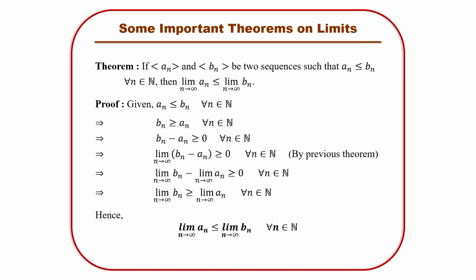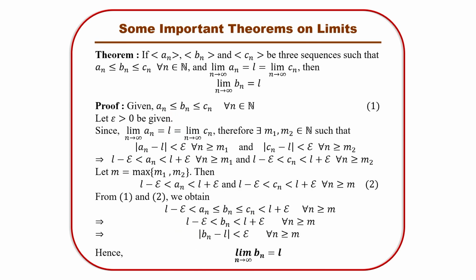The second theorem: an and bn are two sequences such that an is less than or equal to bn, then limit an is less than or equal to limit bn. Use the same type of technique: since bn is greater than or equal to an, bn minus an is greater than or equal to 0. Taking the limit on both sides, this will give you limit bn is greater than or equal to limit an, and that's how the proof goes, right?